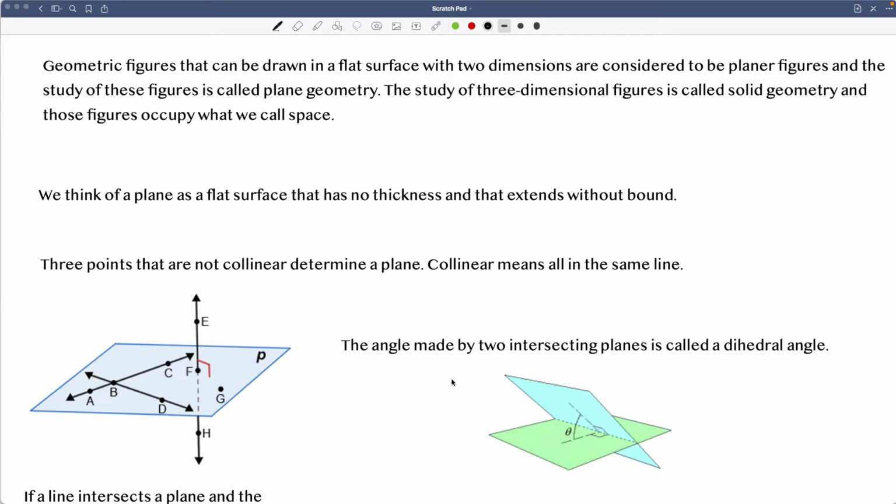Welcome back, Algebra 2. We're in Lesson 127. We're still on geometry, and this time we're going to talk about planes.